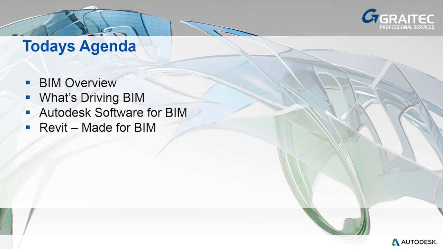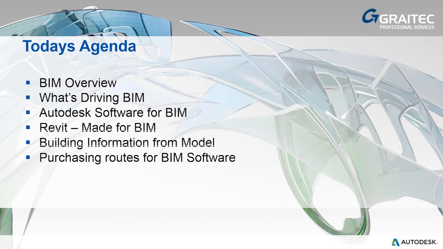Then we'll move on to a short Revit demonstration to illustrate some of the advantages of 3D over 2D and how to get that building information out with schedules that provide up-to-date lists of, well, just about anything really, and can help support your BIM process. After we've looked at building information, we'll then go on and look at some of the purchasing routes for BIM software as well. We have a good amount to discover over the next hour or so, let's get started.